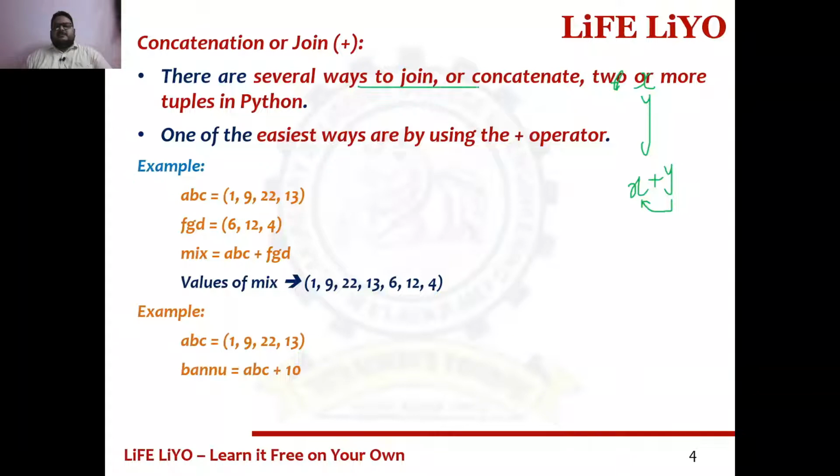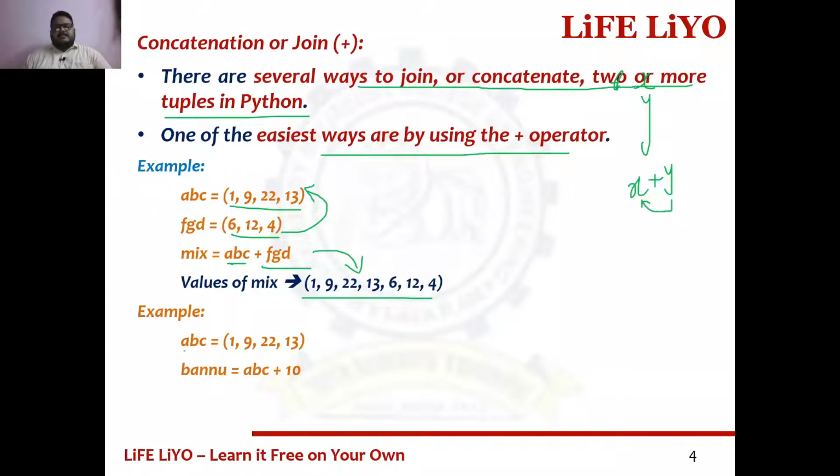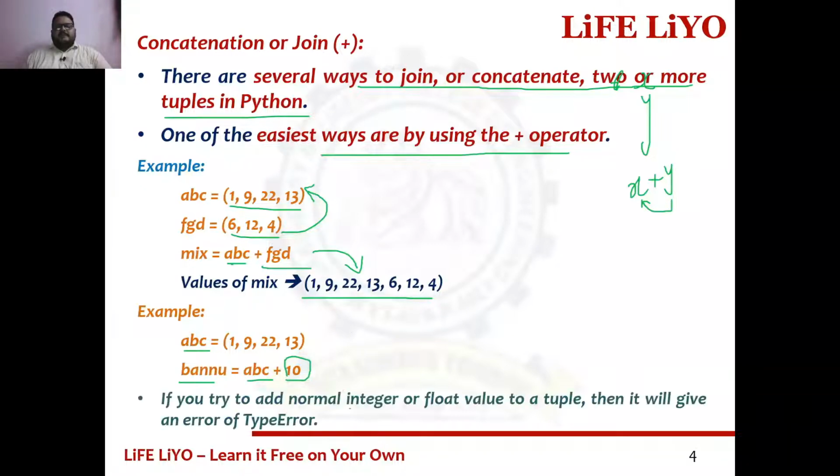So there are several ways to join or concatenate two or more tuples in Python. One of the easiest ways is using the plus operator. Say ABC is a tuple and FGD is a tuple. When we perform ABC plus FGD, the elements of FGD are added at the ending of the elements of ABC. That is the result. Now ABC is a tuple, and if we take a variable with 10, ABC plus 10, 10 is an integer, so it is going to give that error.